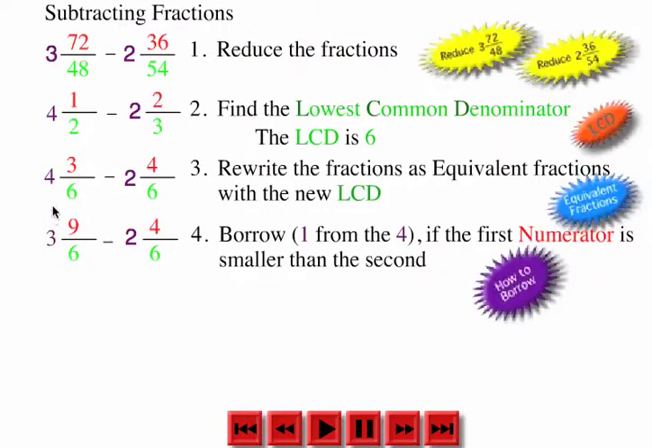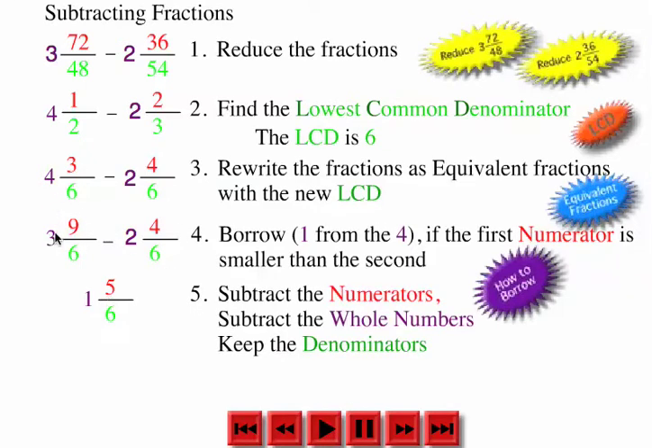So we borrowed, and now we have, instead of 4 and 3/6, we have 3 and 9/6, and then the 9 subtracts the 4, and that gives us 5/6. And the 3 subtracts the 2, and we have 1, so 1 and 5/6. Then we want to reduce. In this case we can't, but check to see if you can reduce, because very often you still can.